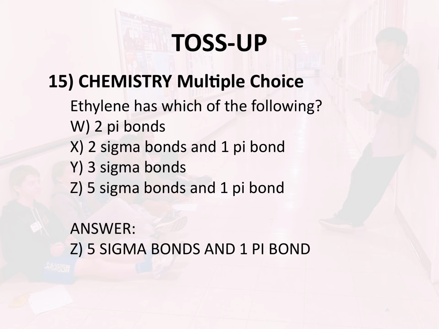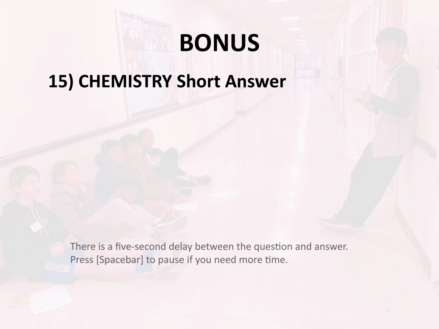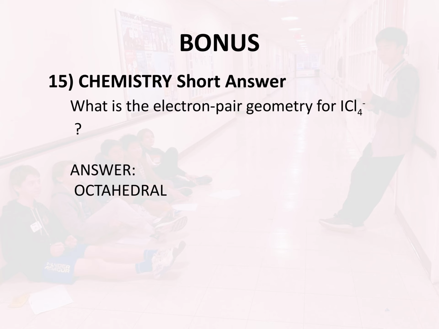Answer. Z. 5 sigma bonds and 1 pi bond. Bonus 15. Chemistry. Short answer. What is the electron pair geometry for ICl4-? Answer. Octahedral.